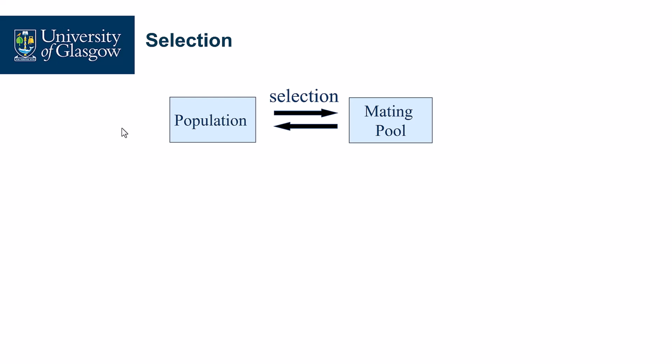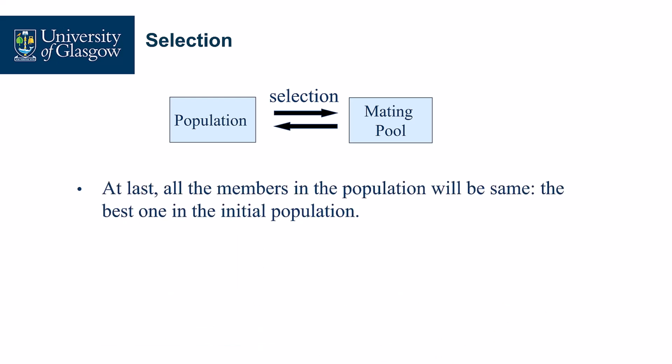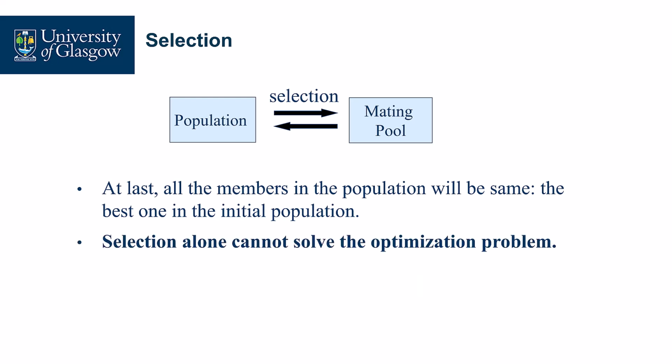So eventually, all of them in the population will be the best one in the initial population. Why? Because of survival of the fittest, the mating pool has the best possibility to select the best one. And eventually everything will become the best one in the initial population. So no better one will be generated. This means if we only use selection, we can't solve the optimization problem, and we need crossover and mutation.